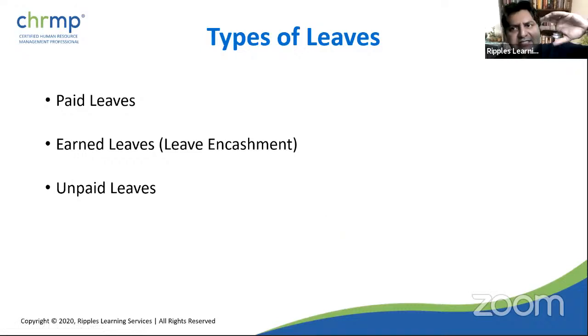Now this is the first part, or the very, very basic concept of what leaves is, how it gets allotted, and what the leave is all about. But now we would get deeper into the topic, and we would talk about types of leaves, right? When we talk about type of leaves, you have paid leaves, you have earned leaves, and you have unpaid leaves, right? So you can see all these three things in terms of that.